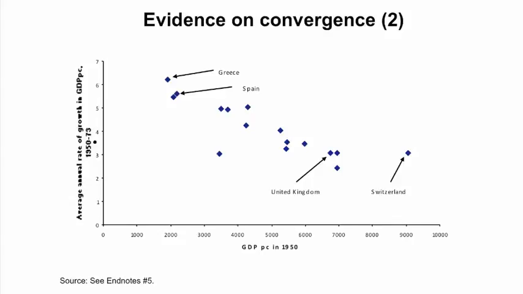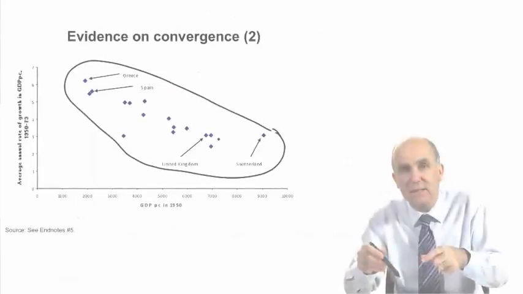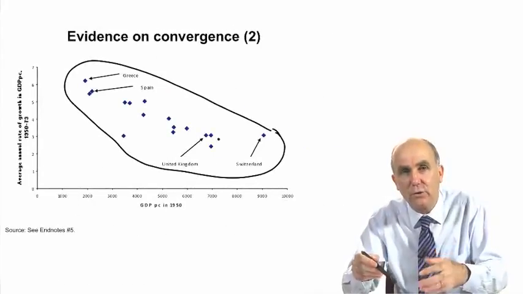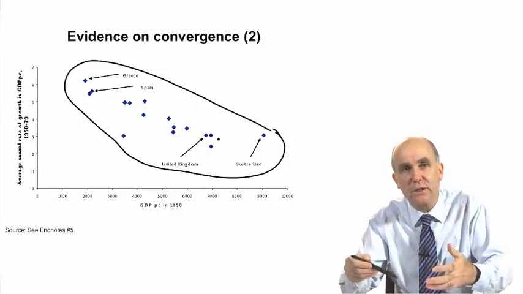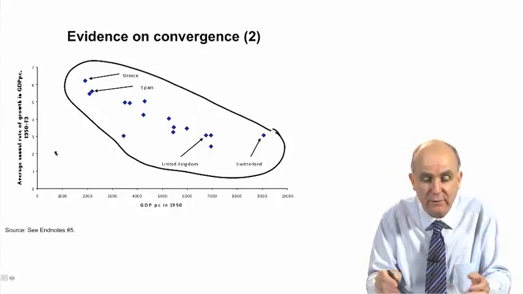And what you can see in this pattern of dots is exactly the idea of convergence. In 1950, Switzerland and the United Kingdom had GDP per capita that was higher. They were already closer to the United States. So we'd see them as having less scope to grow by taking technologies from the United States. And in fact, they grew less from 1950 to 73.